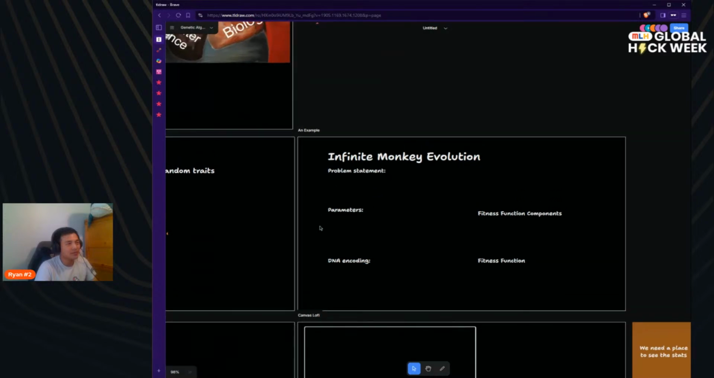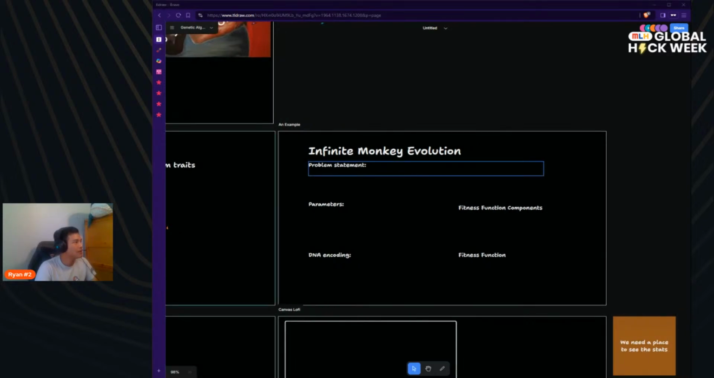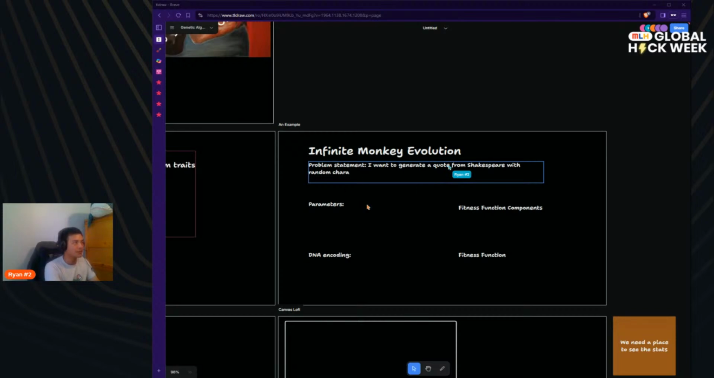Okay, so the way that Dan might have gone about this, the problem statement might have been structured something like this: I want to generate a quote from Shakespeare with random characters. That is very basically what we're trying to do. Now if we go into the parameters, let's think about the numbers that we can play with.